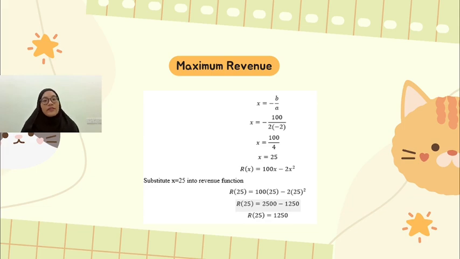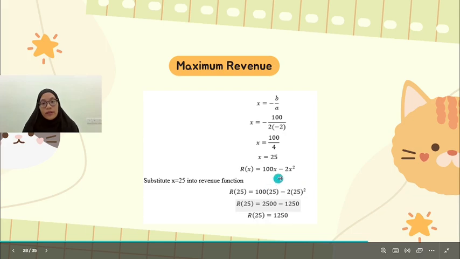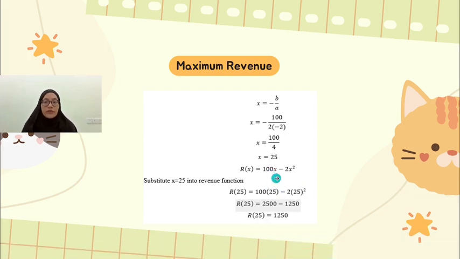So next one, the maximum revenue. For the maximum revenue, we are going to use this formula x equals negative b over a. The b and a come from the revenue function: b is 100 and a is negative 2. So you put it inside this formula: x equals negative 100 over 2 times negative 2. So our x will become x equal to 25.